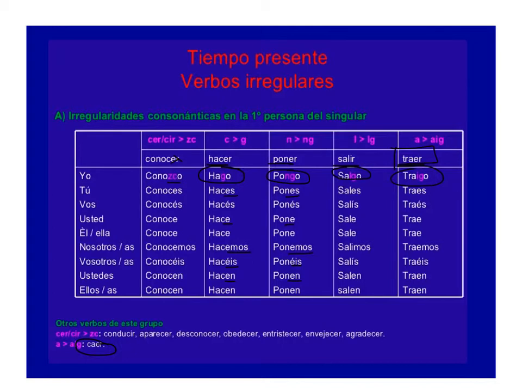So if we were conjugating the verb caer right here on the bottom of the page, normally it would be caigo, and then you go to the regular conjugation, which you drop off the ending, and it will be caes, cae, caemos, and caen. You must memorize the regular conjugations of these verbs.